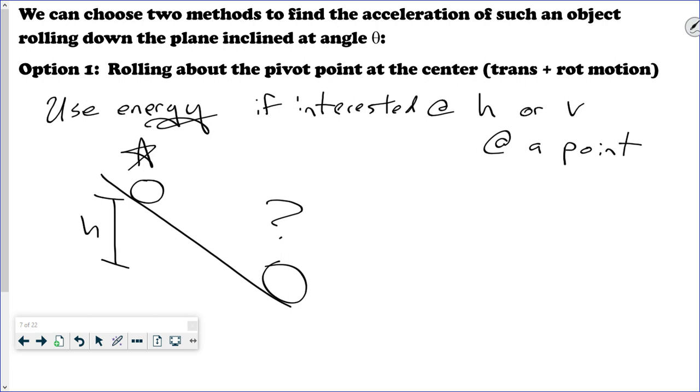So, that being said, we can use the idea of energy to find the acceleration. Okay, so I'm going to do that. It's not probably the most practical approach, but I'm going to be stubborn and do it anyway. All right, so here we go.